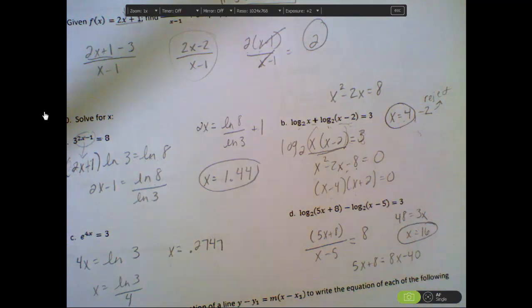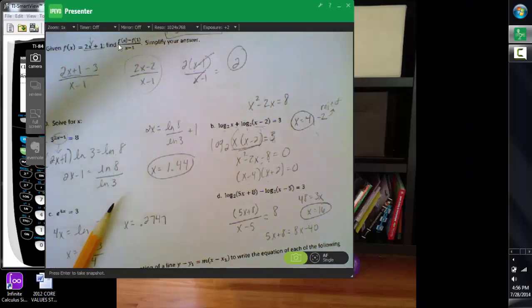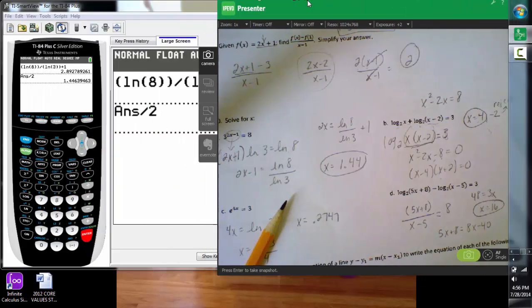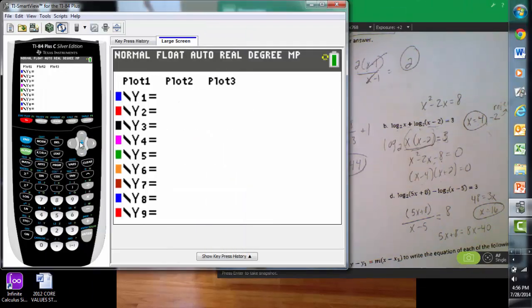I want to show you how to check this on the calculator. This is not something you would ever be able to do on a calculator, but it's really important that you understand how to check equations on the calculator. So I don't think I can do log base 2. I'm just going to have to do x times x minus 2 equals 8.